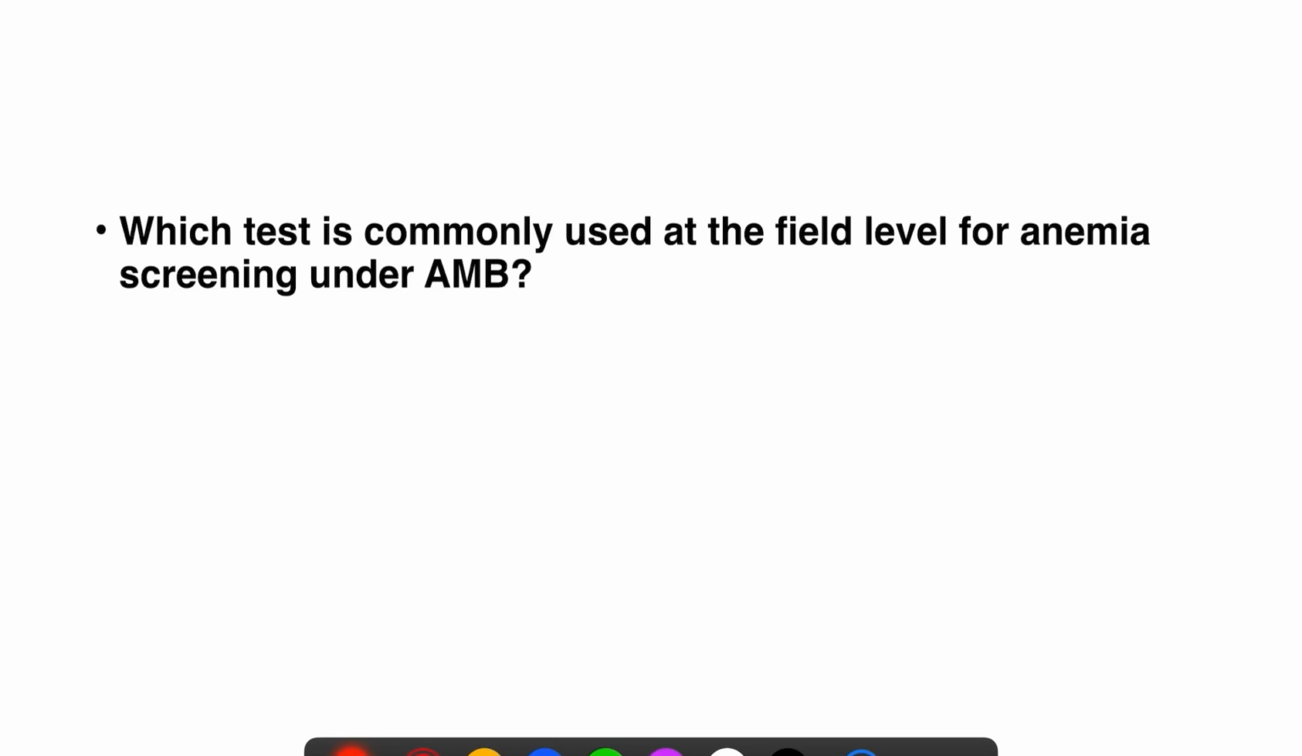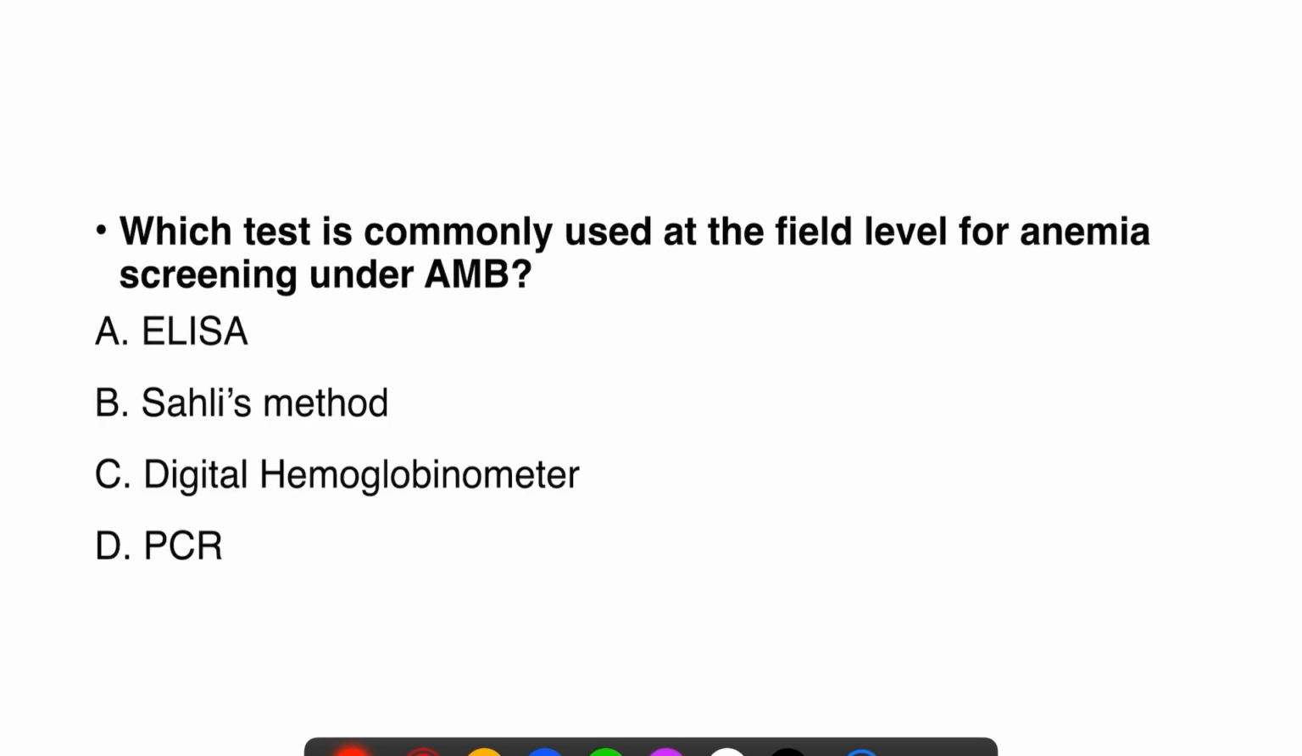Which test is commonly used at the field level for anemia screening under Anemia Mukt Bharat? Different options we have include ELISA, Sahli's method, digital hemoglobinometers, and PCR. So here the correct answer is digital hemoglobinometer. Portable, quick, and they are more accurate when compared with the Sahli's method.